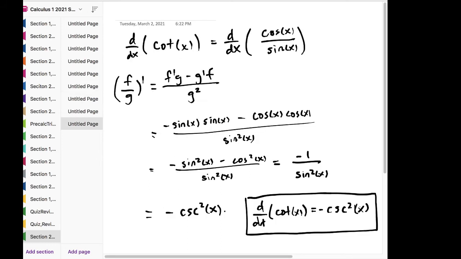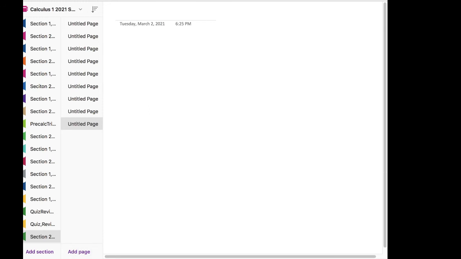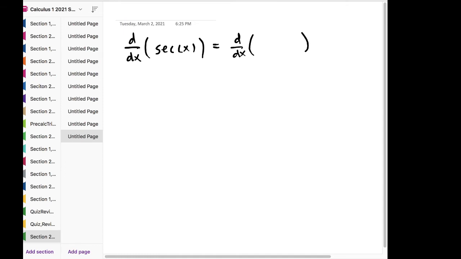Okay. Any questions on that application? Okay, let's do one more, or two more. What derivative probably would come next? The other trig functions. Maybe let's do secant. What is secant? One over cosine, yeah.